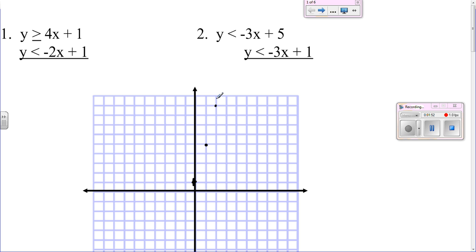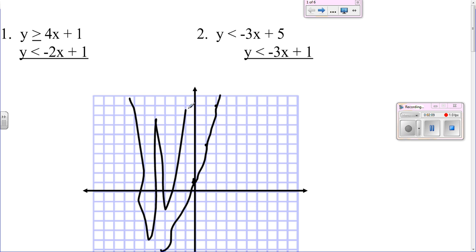This is going to be your line. It's going to be a solid line. You get the point, and you're shading above the line. So it's everything above it.